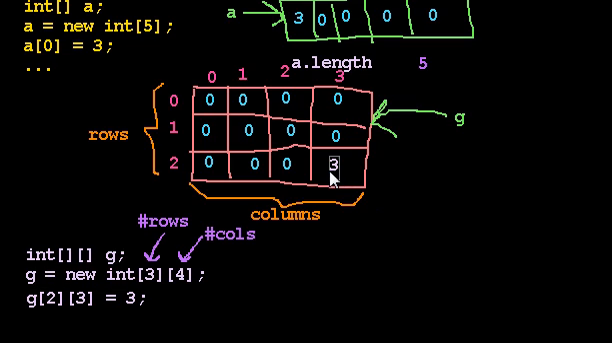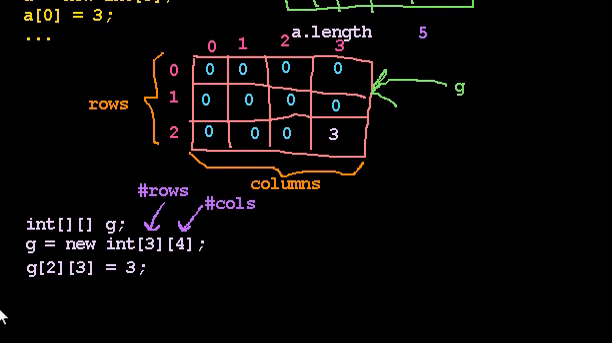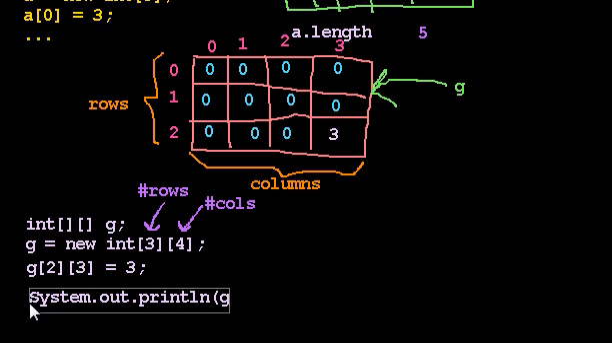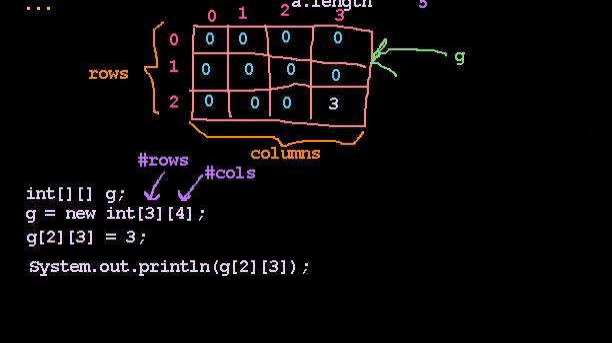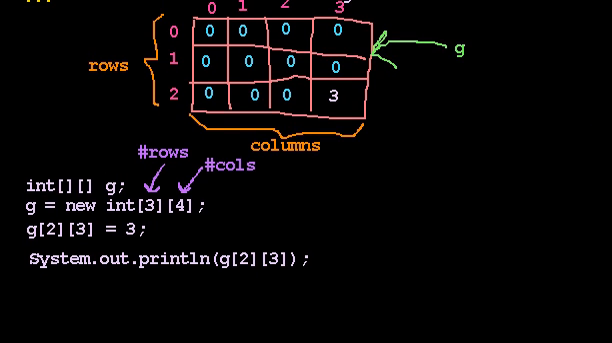And then we will get a 3 over here. And likewise, we can later say, you know what, I'd like to print out the value that's in G23, and it will print out that 3 value I just stored, and so on. Okay, now I want to take a look at what's really going on here. How is a two-dimensional array really implemented in Java? Because there are some surprising aspects of these things.